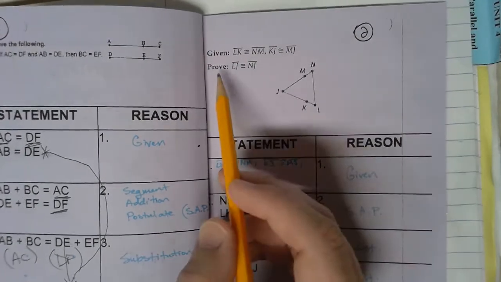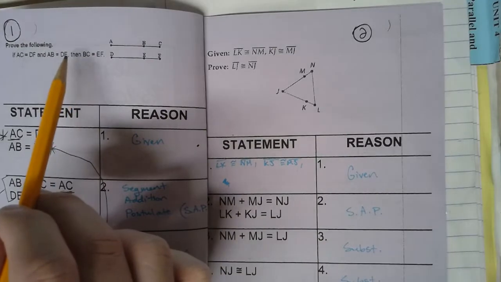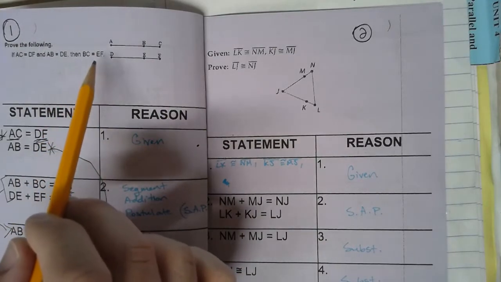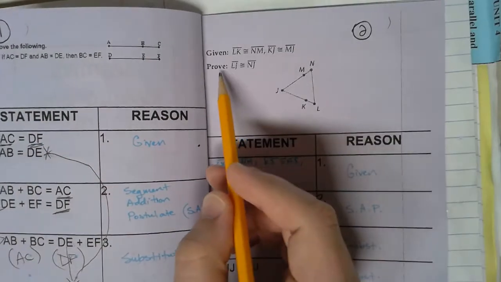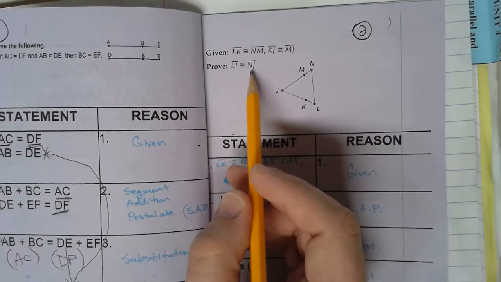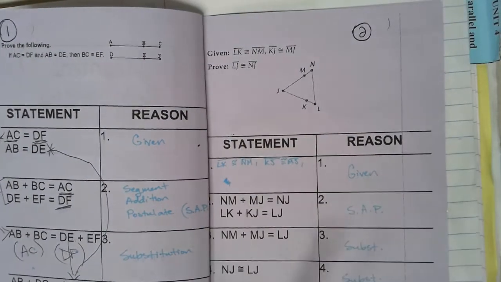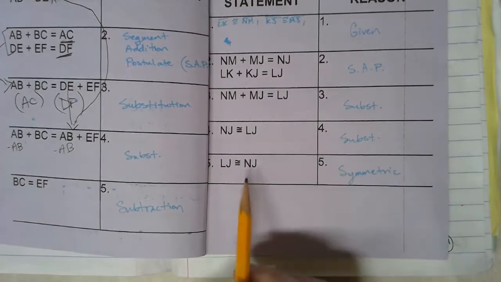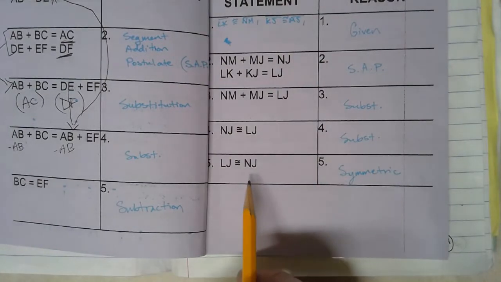Likewise, just as over here, the part between the then and the period, our conclusion, was our last statement. This part right here, LJ congruent to NJ, is what we're setting out to prove. So that's our conclusion, and that's why we'll put it last here as well.